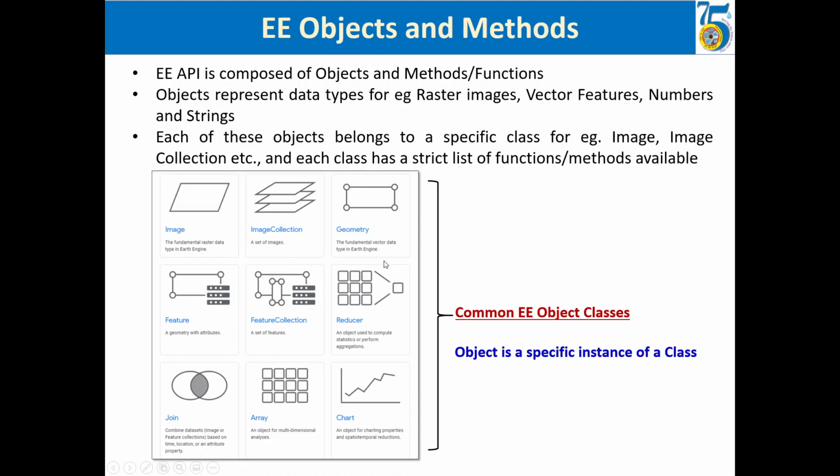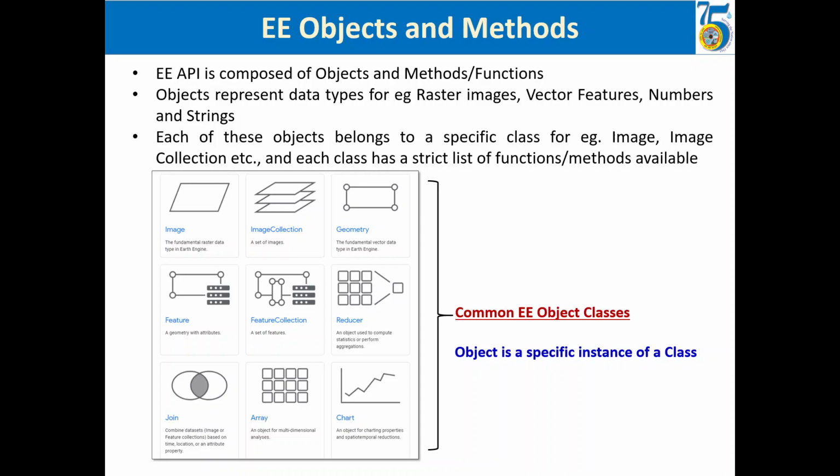Then the geometry object, Earth Engine object, is a fundamental vector data type in the Earth Engine. Feature is a geometry with attributes, and feature collection, similar to image collection, is a set of features. Then reducer is an Earth Engine object which is used to compute statistics or perform aggregations. We will see these examples tomorrow when we do the Earth Engine. We will do the raster data analysis using Google Earth Engine.